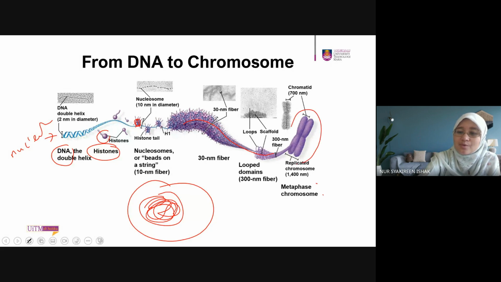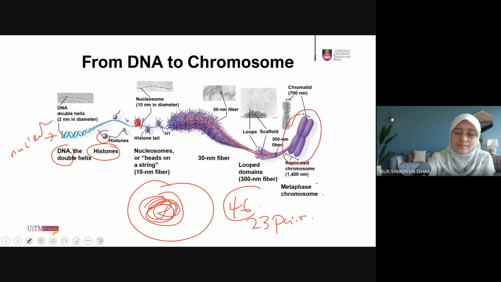So this is the structure of a chromosome. As you can see, a chromosome has very long strands of DNA. Itu satu chromosome. Kalau manusia, we have 46 chromosomes, where we have 23 pairs of chromosomes to form 46 chromosomes in a cell. So just imagine berapa panjang DNA dalam satu sel dalam badan kita ni. Macam itulah.